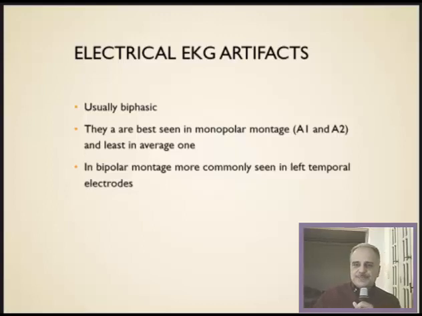Starting with the electrical EKG artifacts, we call it EKG to avoid the near pronunciation of the EEG to the ECG. They are usually biphasic, best seen in monopolar montage with ear lobule referencing, while in bipolar montage they are more common in the left temporal electrodes due to the cardiac orientation.